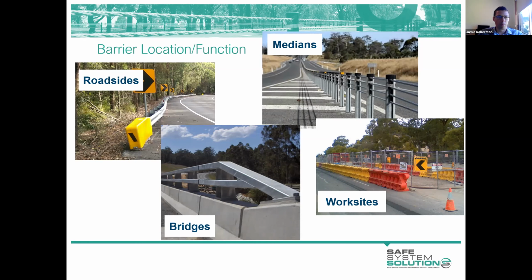Is it in a median, where we're primarily concerned about cross carriageway crashes, head-ons? At bridges, we typically beef things up in terms of containment level because we're concerned about that secondary event where the vehicle leaves the bridge and ends up on the roadway or the railway line or in the stream below. At work sites, we're typically dealing with lower speeds, and our primary concern is the workers located behind those barriers. So we have a different suite of products that we use in temporary situations.